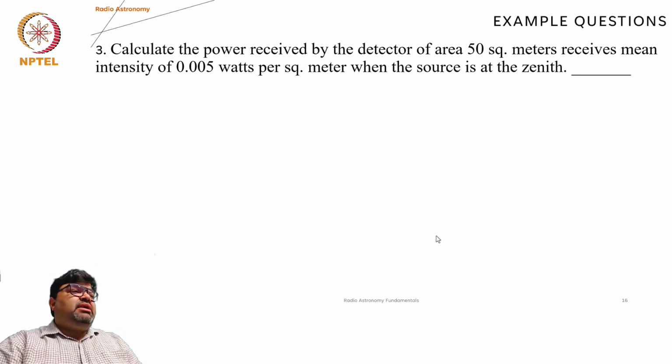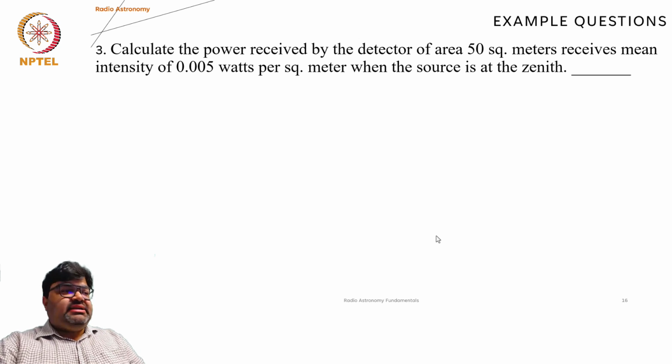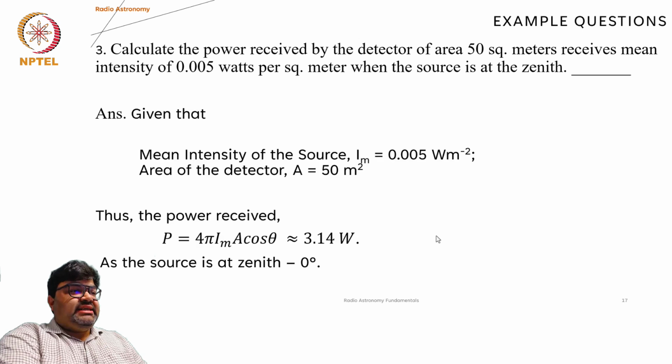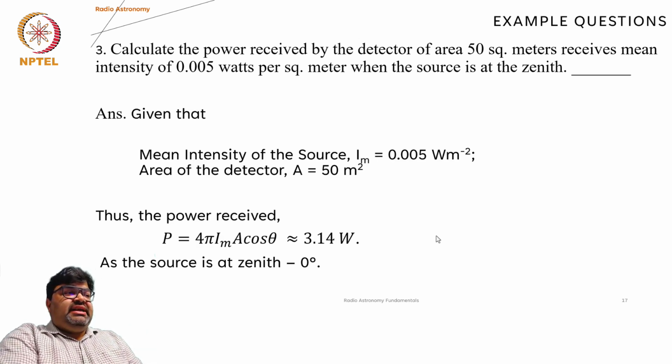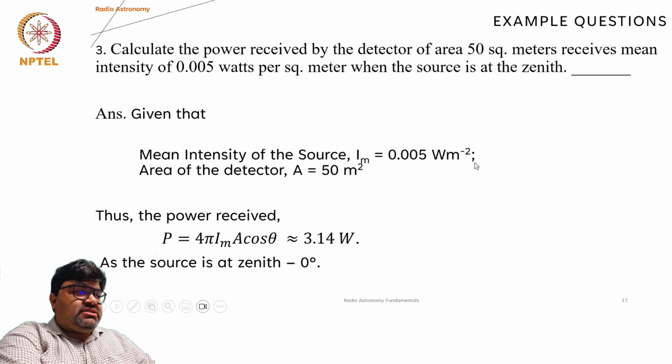Now some problems. Calculate the power received by a detector of area 50 square meter, which receives a mean intensity of 0.005 watts per meter square when the source is at zenith. This is the same classic example where we relate the power to the specific intensity multiplied by the area of the detector, by the solid angle, by the bandwidth. So the mean intensity of the source is 0.005 watt per meter square, and the area of the detector A is 50 meters square. So the power received is 4 pi steradian times the Im times the area times cosine of theta. Remember, theta is 0, because the source was at zenith, so cos theta is equal to 1. So it's 4 pi times Im times A, which should give you 3.14 watts.